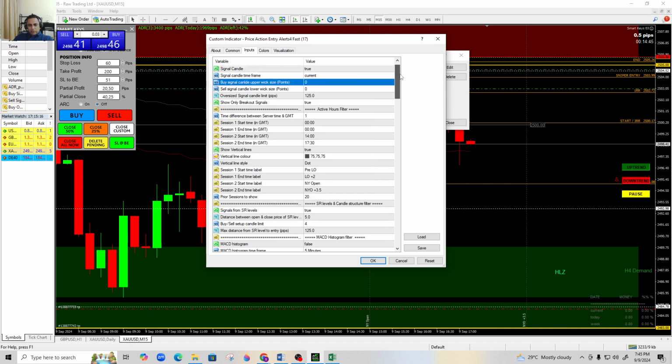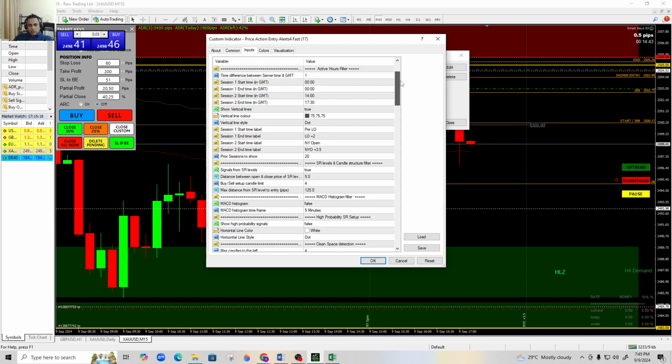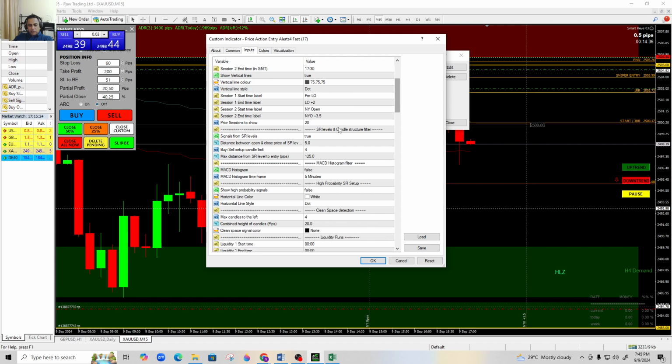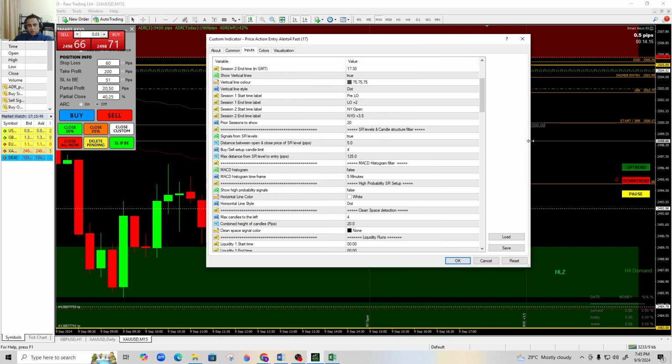This is a little complex, so I'm not going to get into all of these things. It's unnecessary. I'm just going to brush over all of these things basically. SR level and candle structure, that is basically the support resistance level and the structure that's formed before the signal appears. So that's set at true, 5 pips distance between.